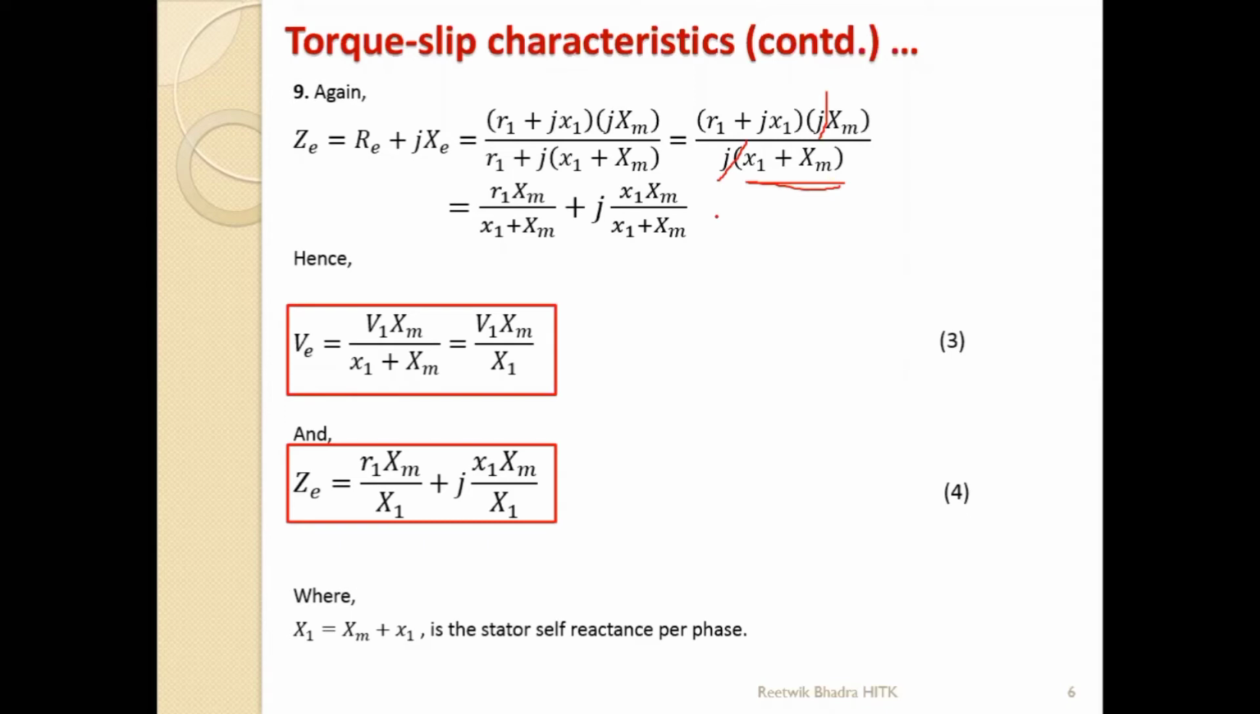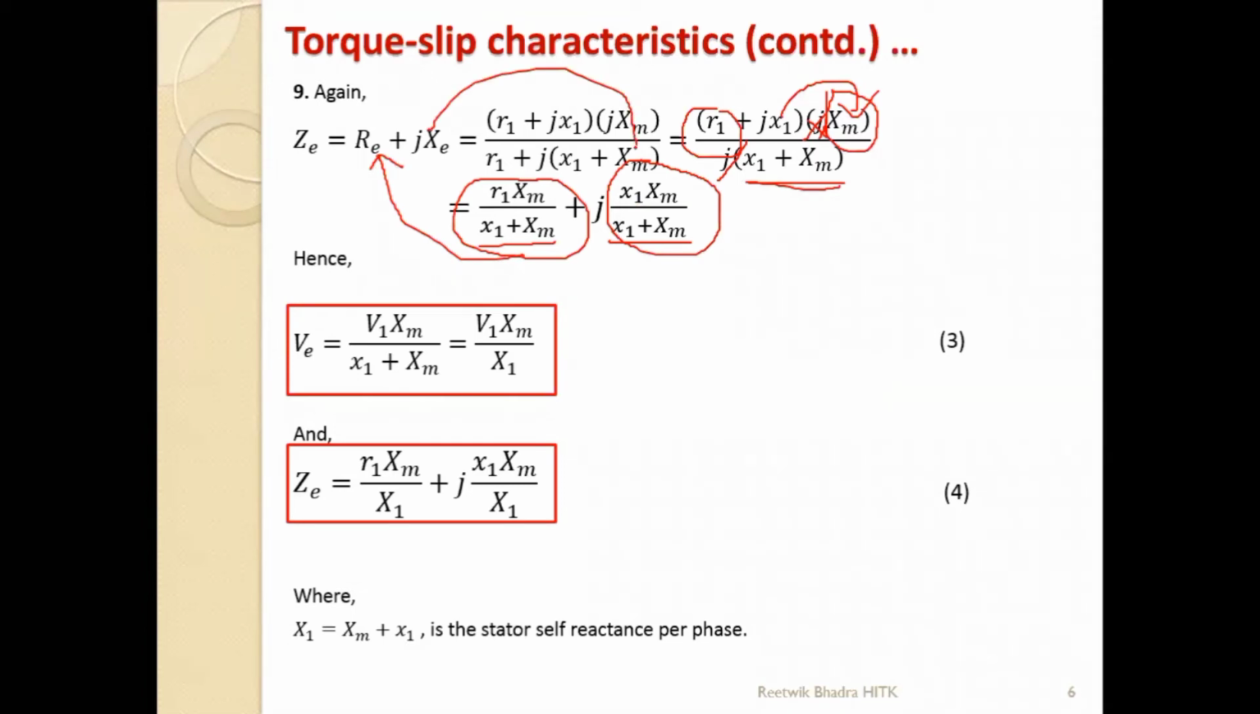So no need to take care of your denominator again and again. Both RE and XE will have denominator X1 plus Xm. Now what will be the first term? R1 into Xm, a real part, divided by X1 plus Xm. What will be your imaginary part? j X1 into Xm, as this j is already cancelled out. So X1 into Xm by X1 plus Xm will be your imaginary part. So this is RE, and this is jXE.